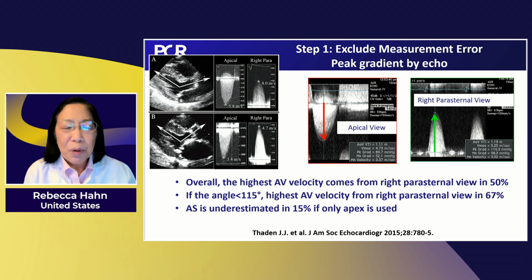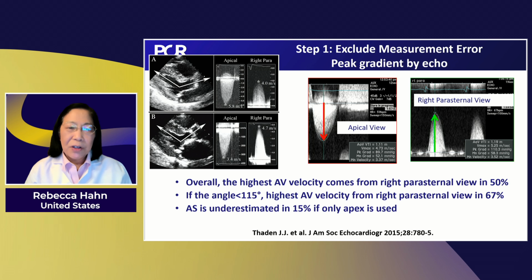Now, one of the problems with the continuity equation is that there are 3 different measurements that need to be made. One of the measurement errors is the failure to measure the peak gradient by echo. We know that in those patients that have a large septal bulge and therefore an acute angle between the LV and the outflow, which is in figure B here, the peak velocities will frequently be directed toward the right parasternal region.